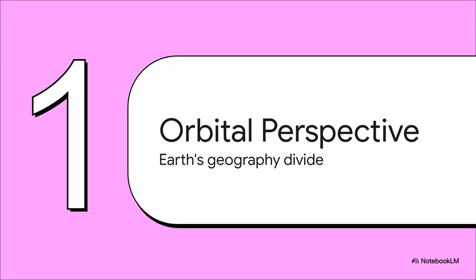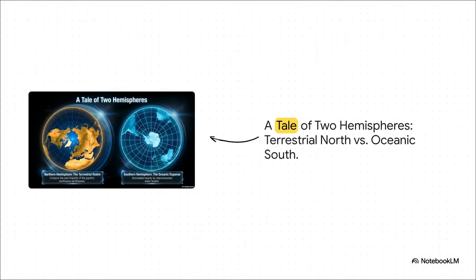Section 1. The orbital perspective. Understanding Earth's geographic divide. Our planet is essentially defined by a tale of two very different hemispheres. Up top, the northern hemisphere is truly the terrestrial realm. This half of the globe contains the vast majority of the planet's continuous land masses. But when you look at the southern hemisphere, it's an entirely different story. This is the oceanic expanse.